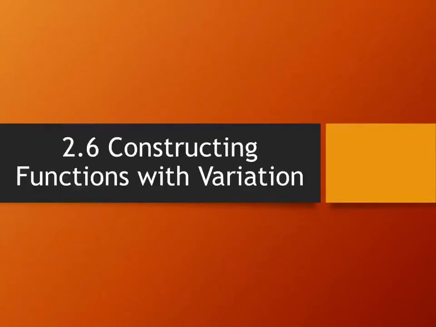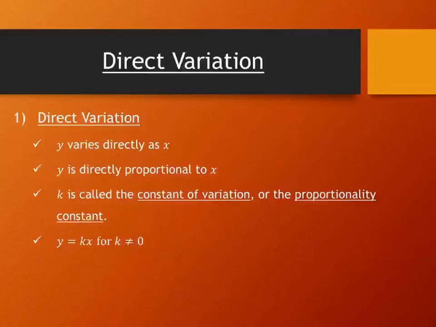Our last section in this chapter, section 2.6, constructing functions with variation. There are three types of variation we're going to talk about, and really just two types, and then the last one kind of joins them together. So the first type of variation is called direct variation.